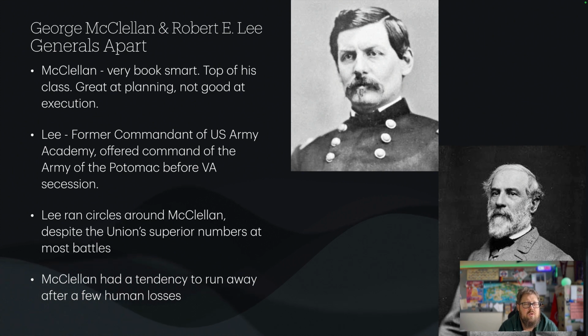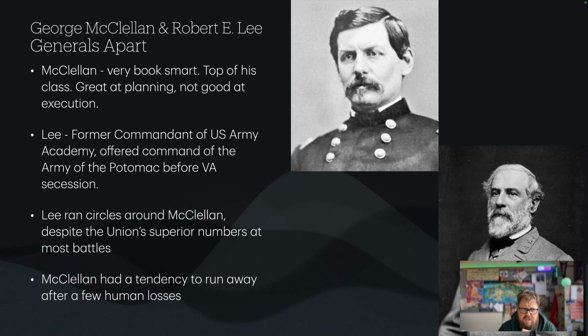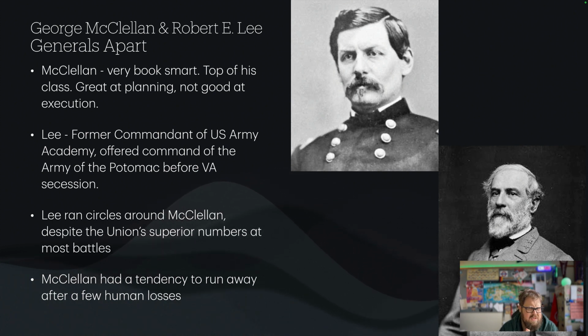And Lee was an incredibly talented general, ran circles around McClellan and most other generals the Union put up there, and there were several that were put in charge of armies that went against Lee, and Lee beat pretty much all of them until Ulysses S. Grant comes into the picture. But McClellan just was outmatched by Lee entirely, and McClellan was more prone to run away. I think his youth made him a little more skittish.